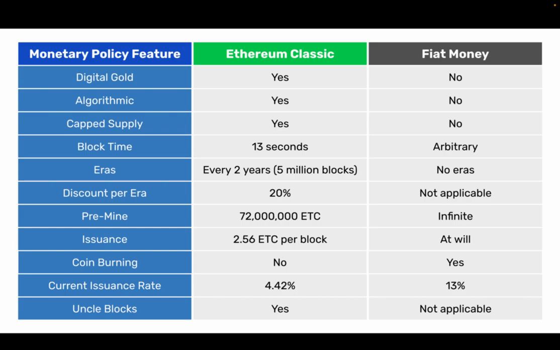Pre-mine: Ethereum Classic has a pre-mine that existed once, which is 72 million ETC. In fiat money, the pre-mine is infinite, and I will explain this when we get to that section. Issuance in Ethereum Classic is 2.56 ETC per block, and fiat money, as I said before, they issue money at will. Coin burning, Ethereum Classic does not have coin burning. Fiat money, yes, it does.